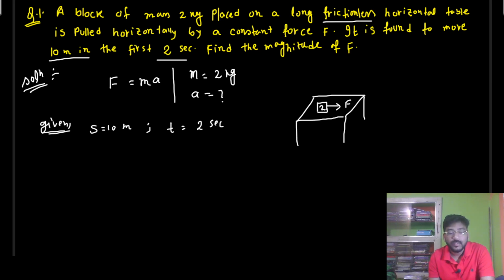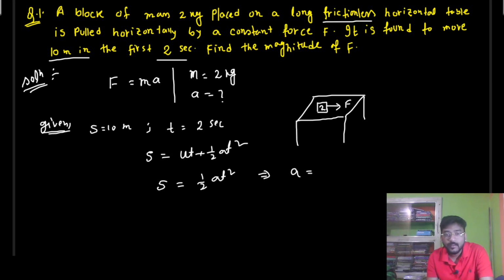So how can we find out the acceleration? There is a relation between s, t and acceleration, and the relation is from kinematics: s is equal to ut plus half at square. But there is no talk of initial velocity here, so let me assume that the initial velocity is 0. If u is equal to 0, then s will be only half at square. So from here a will be 2s upon t square.